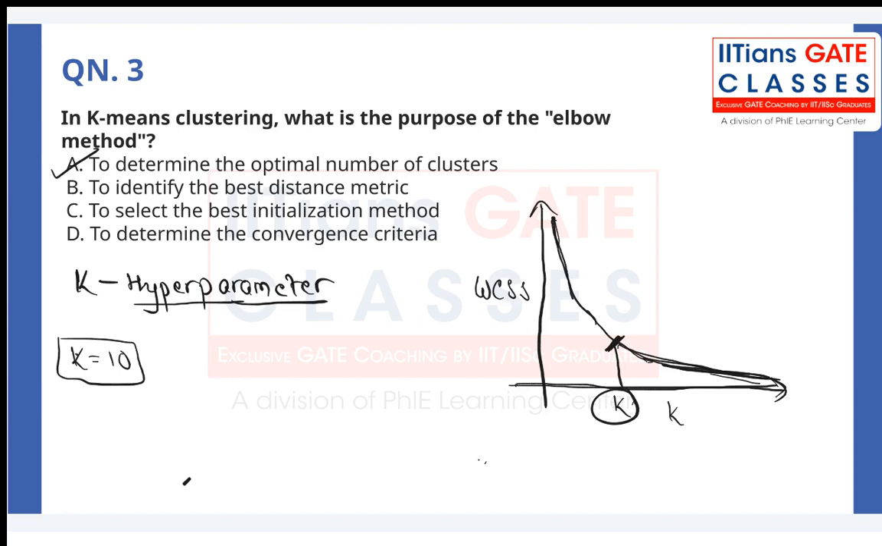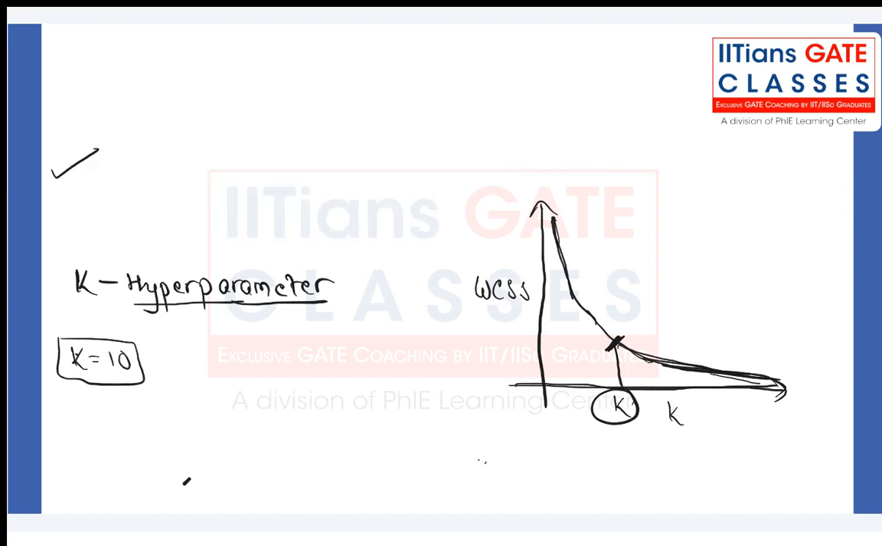And then option C says to select the best initialization method. That is also not true. You're not actually initializing it. We are trying to run this and then trying to find out the value of k that you can use to train your final model. And option D says to determine the convergence criteria, which is again untrue. There is no talk about convergence criteria in this entire discussion on the elbow method. So option A is the correct answer. Moving on to the next question.